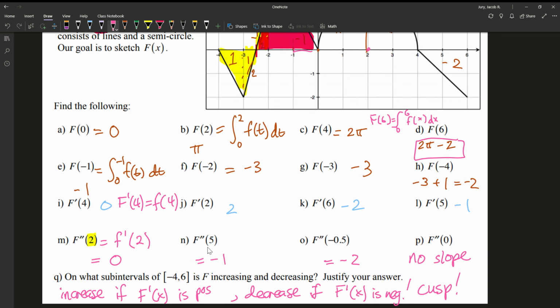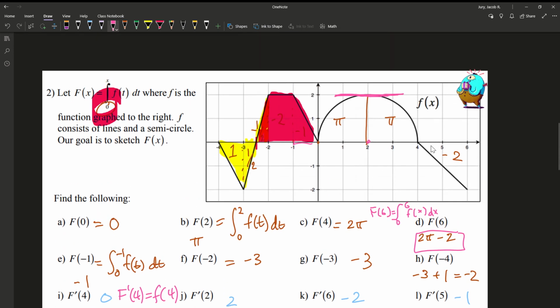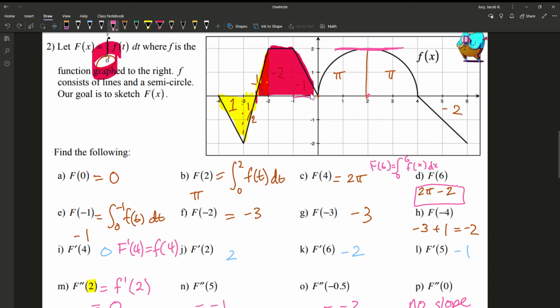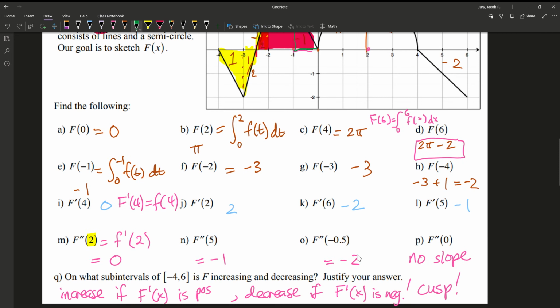So my slope is 0. The second derivative of capital F at 2 is 0. The second derivative of capital F at 5, here's 5. That slope is -1, down 1, right 1. Second derivative at -0.5, that's in here. The slope of that line is -2, 2 positive over positive 1, so negative 2.